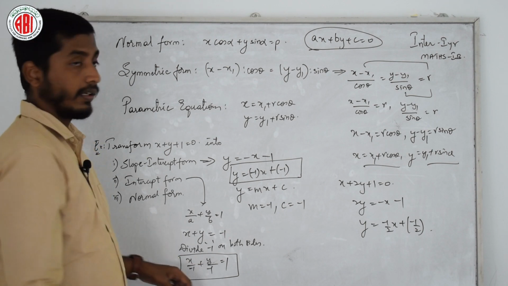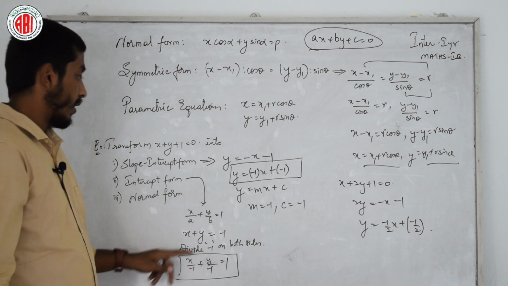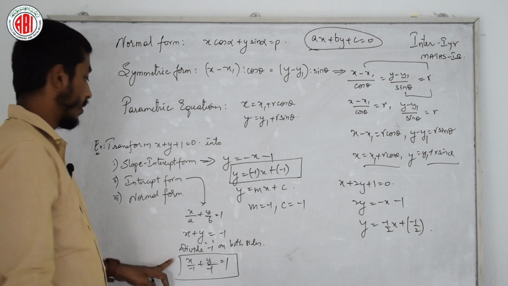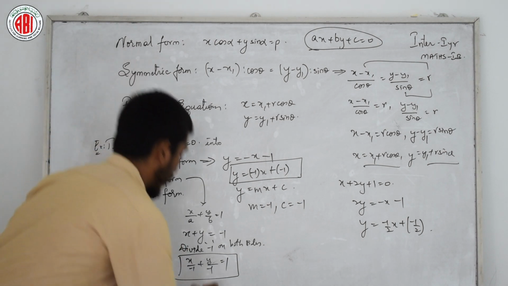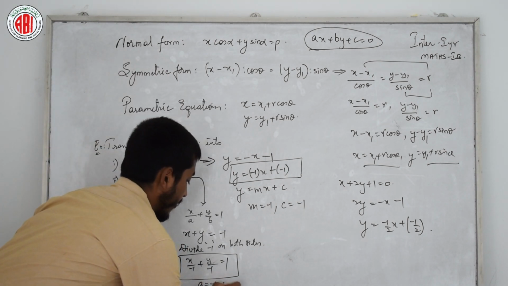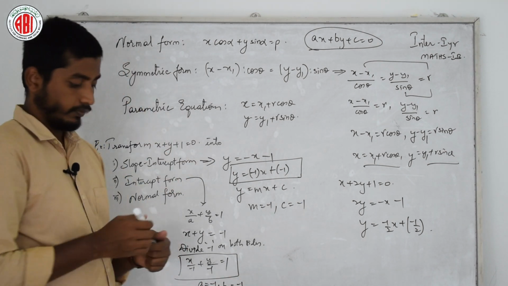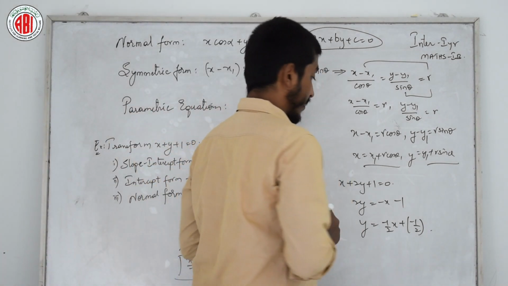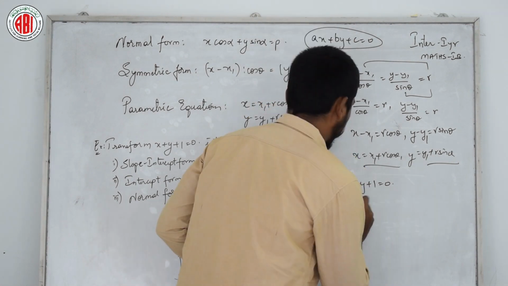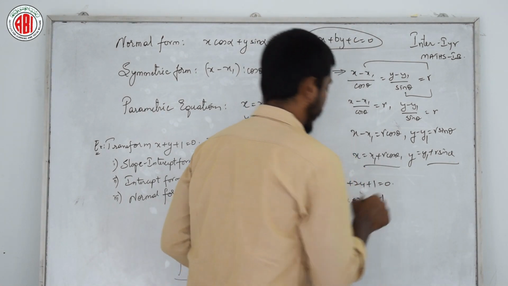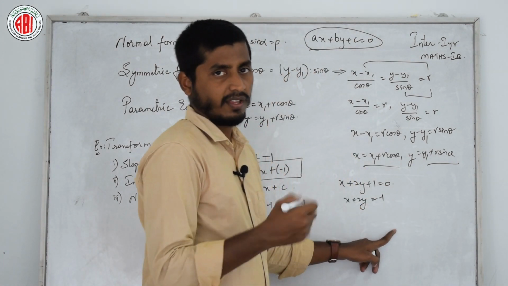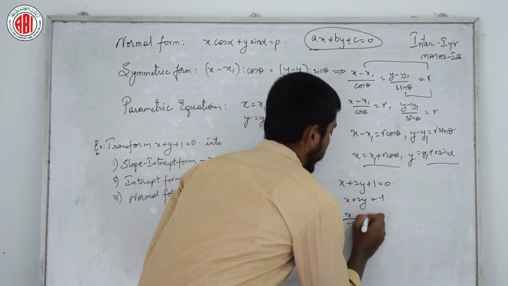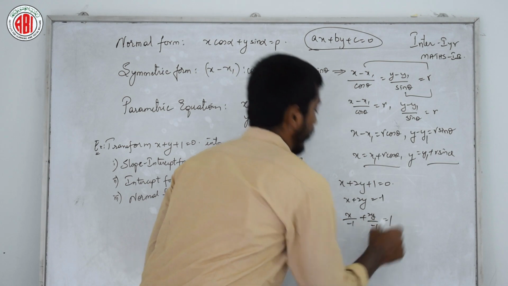Remember one more thing. Writing into the intercept form is not enough. You have to mention what is the value of a and what is the value of b. Is it clear? Let us do that sum also. x plus 2y is equal to minus 1. The same minus 1 is on that side. Let us divide by the same: x by minus 1 plus 2y by minus 1 equal to 1.